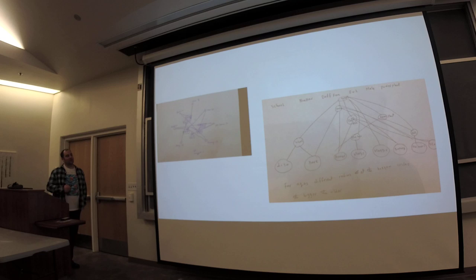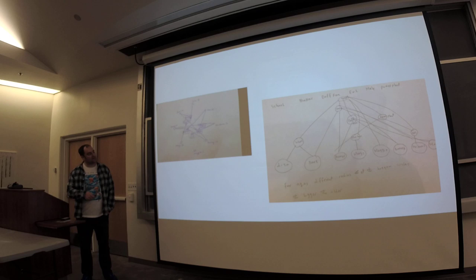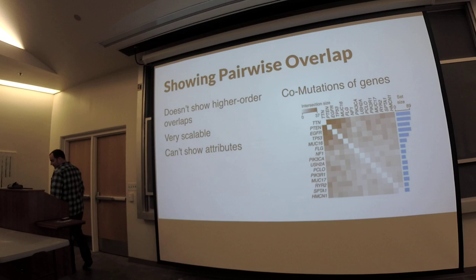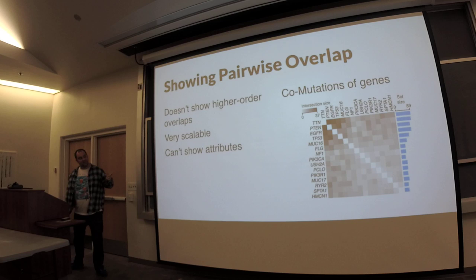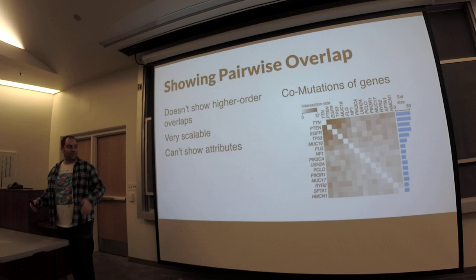Here we see a hierarchical approach, and then here more of a traditional node link approach. One thing that you can do if you have a lot of data is to not actually show intersections, but only show co-occurrence in sets. This is the most scalable solution. This doesn't show us anything higher order, but it shows us co-occurrence. And you can't really show attributes with this, but here's an example of genes that are co-mutated in the genome of a couple of hundred of samples.